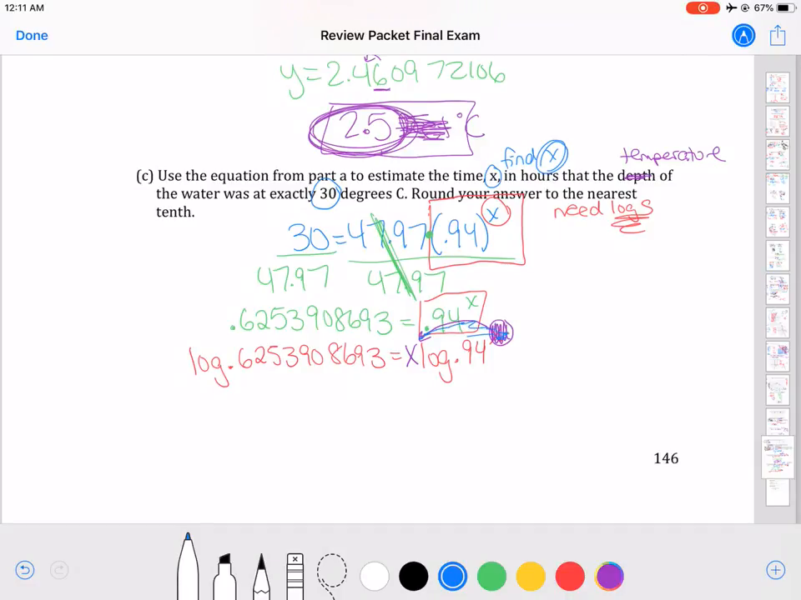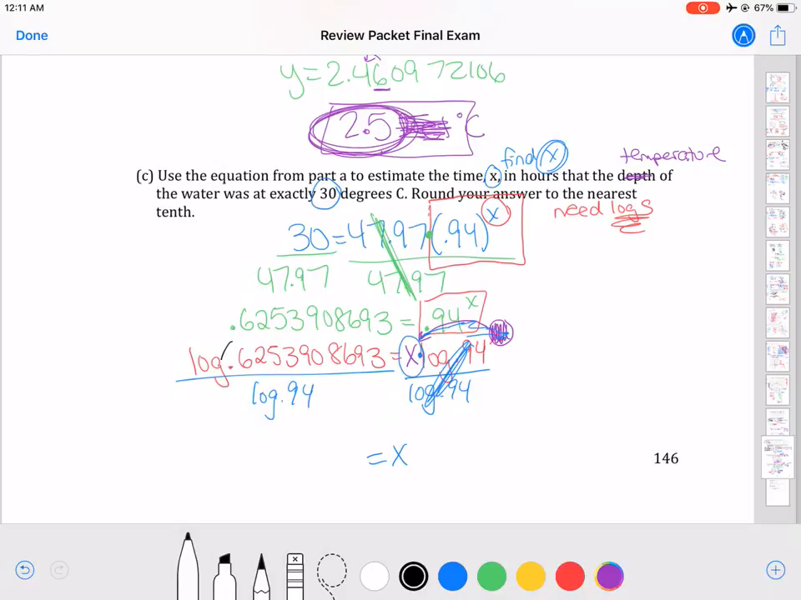Okay, so now that everything is all gone, here's the equation that I have, and I'm trying to get that x by itself. The only thing that's standing in the way of the x being by itself is the fact that it's being multiplied by the log of 0.94. So to get rid of it, I am going to divide by the log of 0.94 on both sides. So the log of 0.94 cancels over here. You get x by itself, but you've got to plug that in to get your final answer.